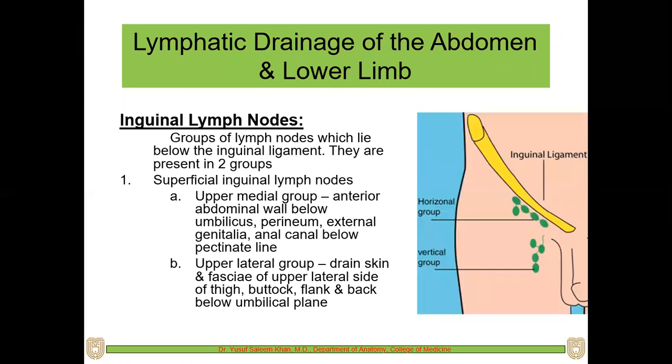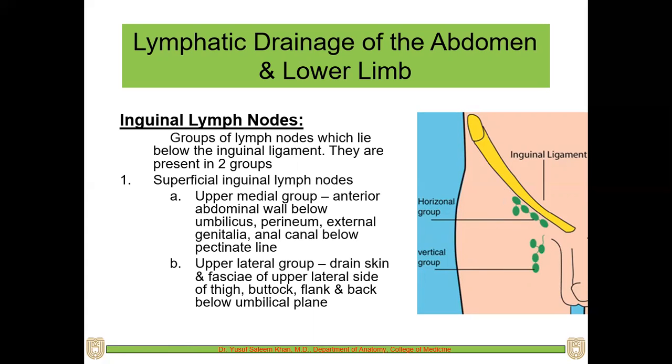So the most important among the lymph nodes for the lower part of the abdomen and the lower limb will be especially the inguinal group of lymph nodes. These are the most important lymphatic drainage for the lower part of the abdomen as well as the lower limbs. So here are the inguinal group of lymph nodes. They are close to the inguinal canal as well as the inguinal ligament. So that's why they are called the inguinal lymph nodes.